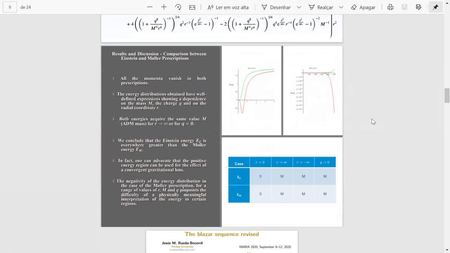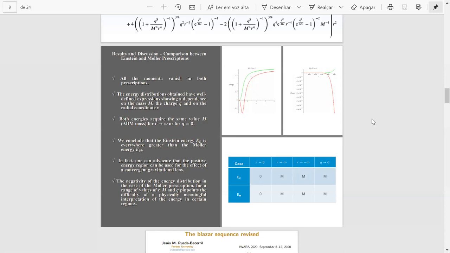On the left side, we have the plots of the energy, Einstein in green and Møller in red, for large enough distances. And on the right side, we have the same energies near the origin. From this representation, we see that the Einstein energy is everywhere positive, and the Møller energy presents a small region of negativity, which is not so good. Also, all the momenta vanish in both prescriptions. Energy has well-defined expressions depending on the mass of the black hole and the electric charge. We have some conclusions about the positive regions of both energies in the Einstein and Møller prescriptions, and also about the small negativity region of the Møller prescription.